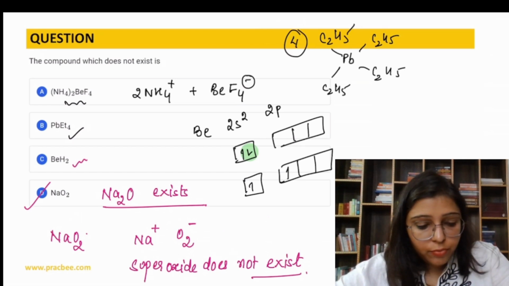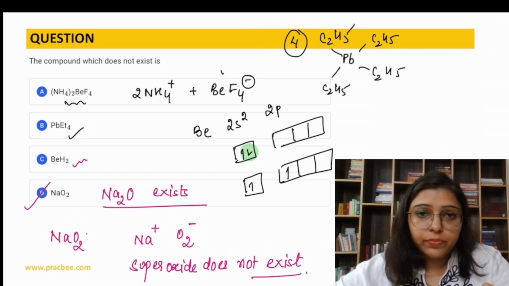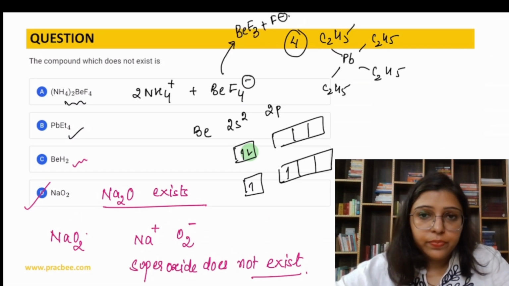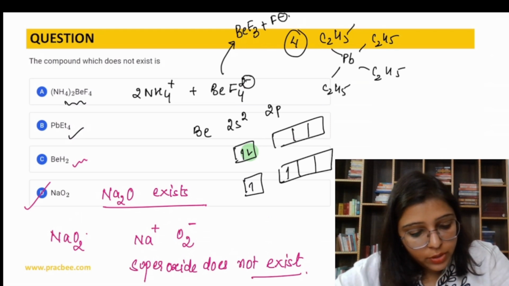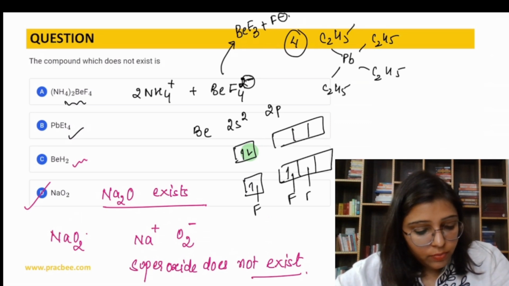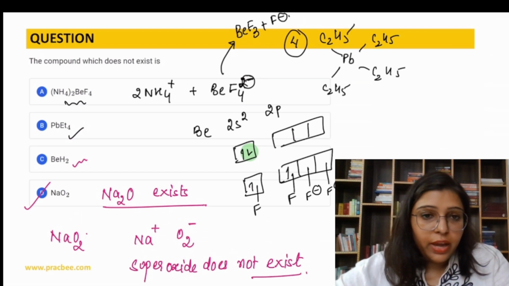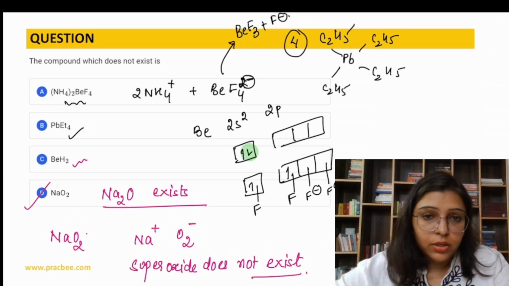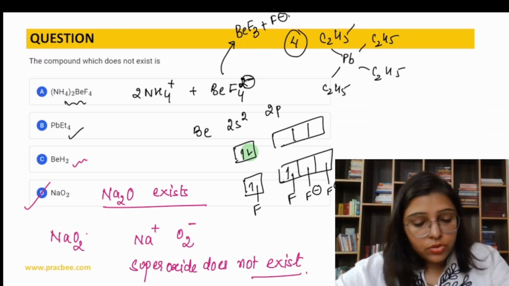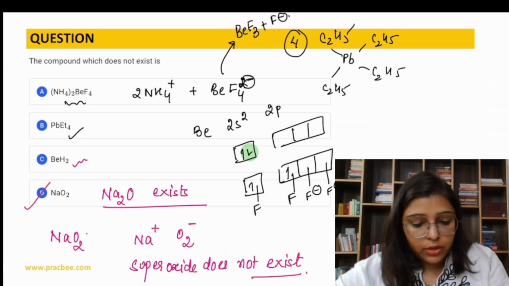Because what happens? BeF4 further gives BeF3 and we can say F minus. Okay, is it clear? BeF4 will be 2 minus, it should be 2 minus. So we can say one bond is with fluorine, then one bond is with F minus and one bond is with F minus. So for F minus, now there is no need to have the electrons in the beryllium orbital. So there is no need for that, right? So it means it can exist. So the answer is going to be NaO2.